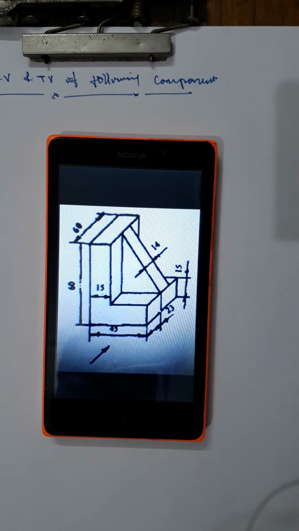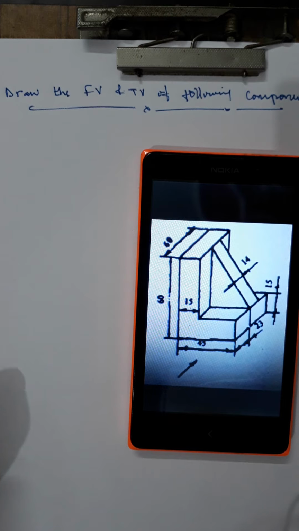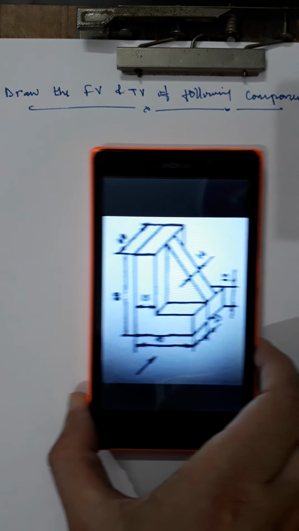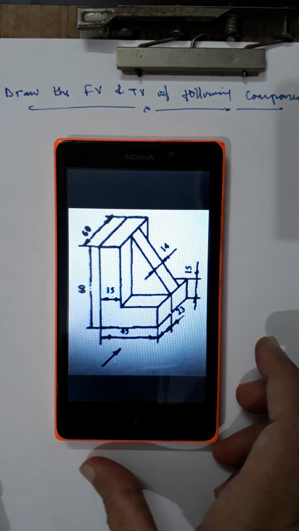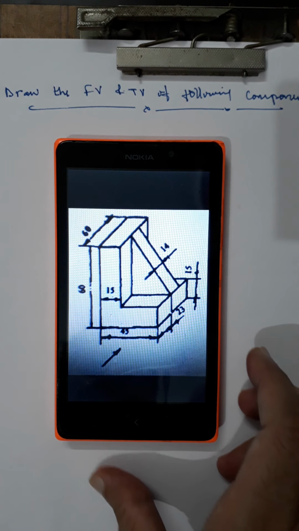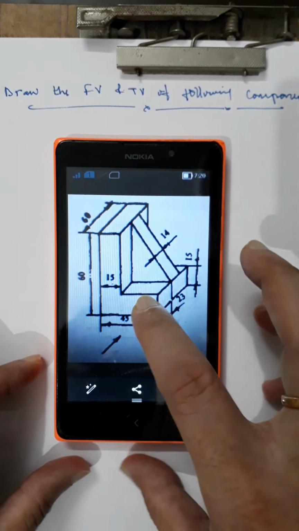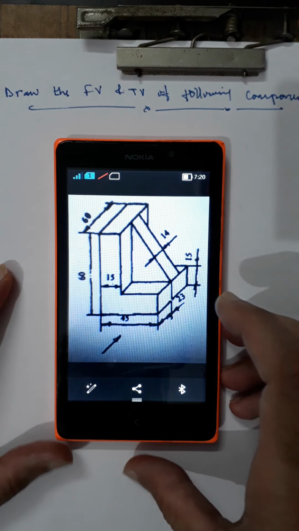So hello students. In this lecture we'll discuss how to draw the front view and the top view of the following component. This is the component in 3 dimensions, or you can say it is the isometric view. I will be drawing its front view and the top view by using the first angle projection.